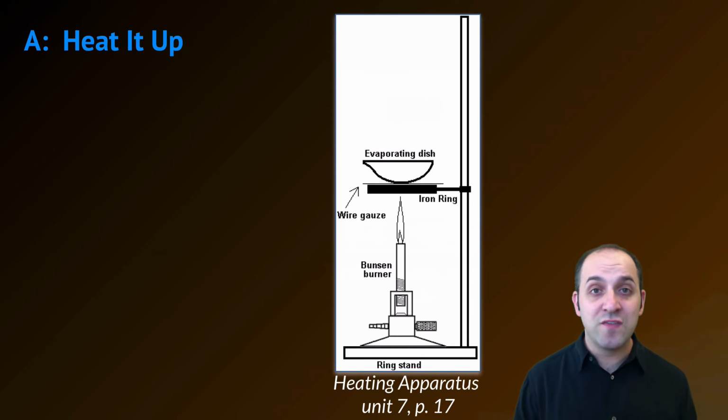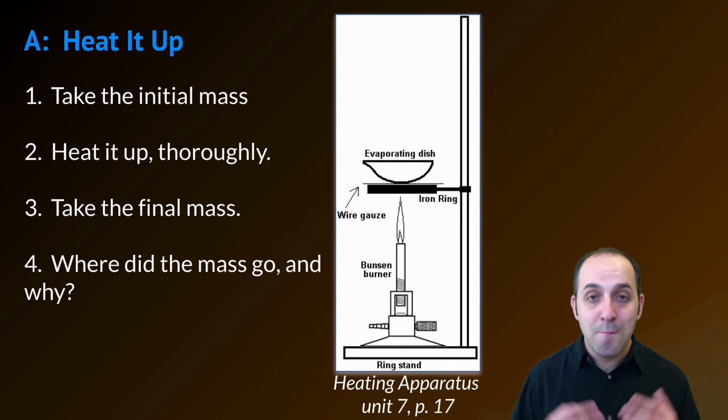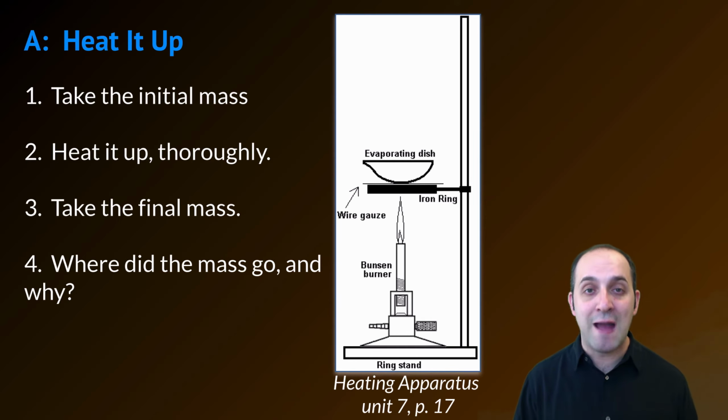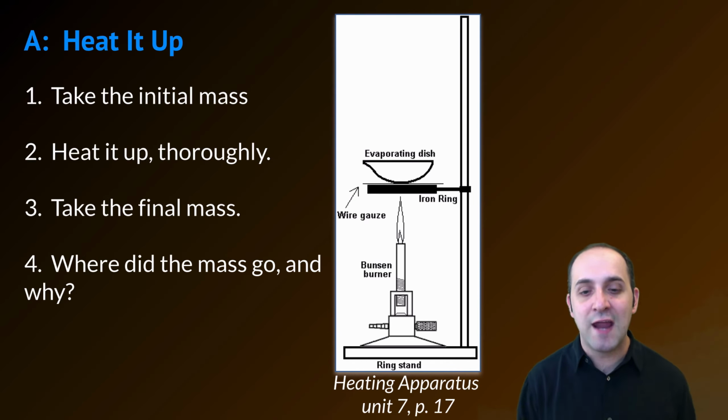So the answer is that we just simply heat it up. We take the initial mass of the substance, we heat it up thoroughly, we take the final mass, and then the missing mass would be that water. That water would have been caused to evaporate due to the heating, and we'd be left with just the anhydrate. You have an image of the typical hydrate heating apparatus on page 17 in your Unit 7 packet.